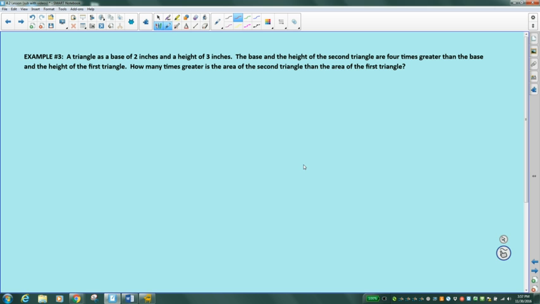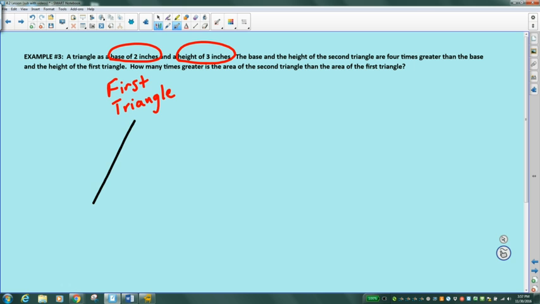First thing that we need to know is the triangle. And we know the base of the triangle is 2 inches, and the height of that triangle is 3 inches. So I'm going to go ahead and circle that information, and then I'm going to go ahead and draw the first triangle. And I'm going to label it. So here's my triangle. Okay?